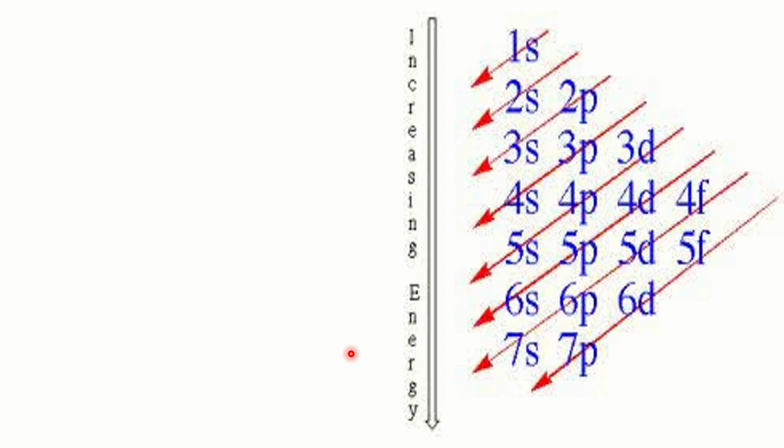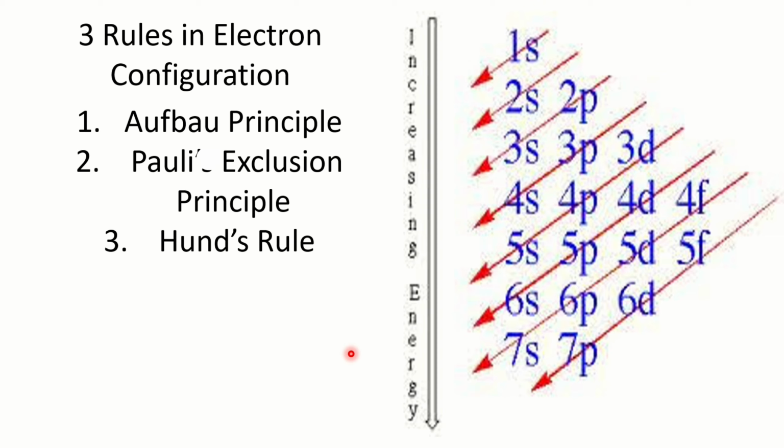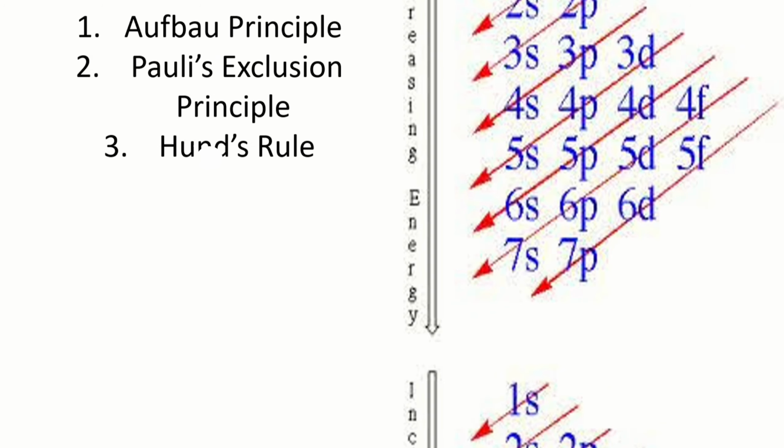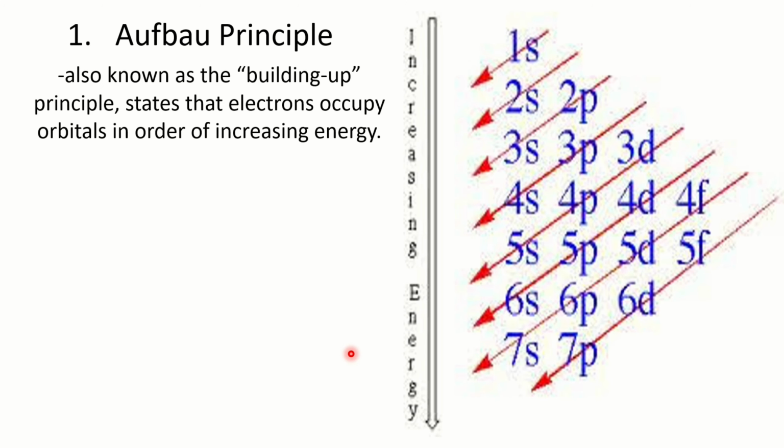In writing the electron configuration, we have 3 rules. The first rule is the Aufbau principle. Second rule is the Pauli's exclusion principle. And the third rule is the Hund's rule. In the Aufbau principle, it is also known as the building up principle. It states that electrons occupy orbitals in order of increasing energy. It follows the mnemonic device. Here is the mnemonic device. This will serve as our guide in writing the electron configuration.